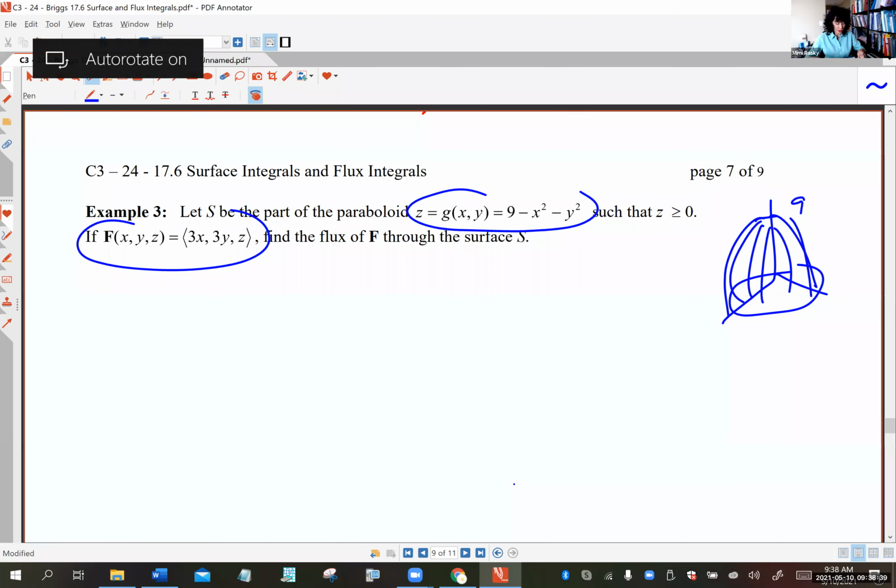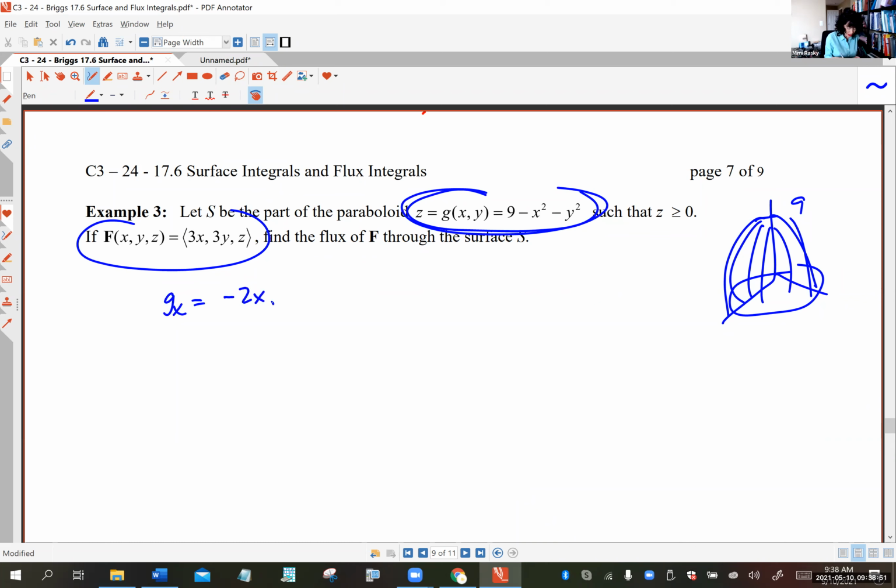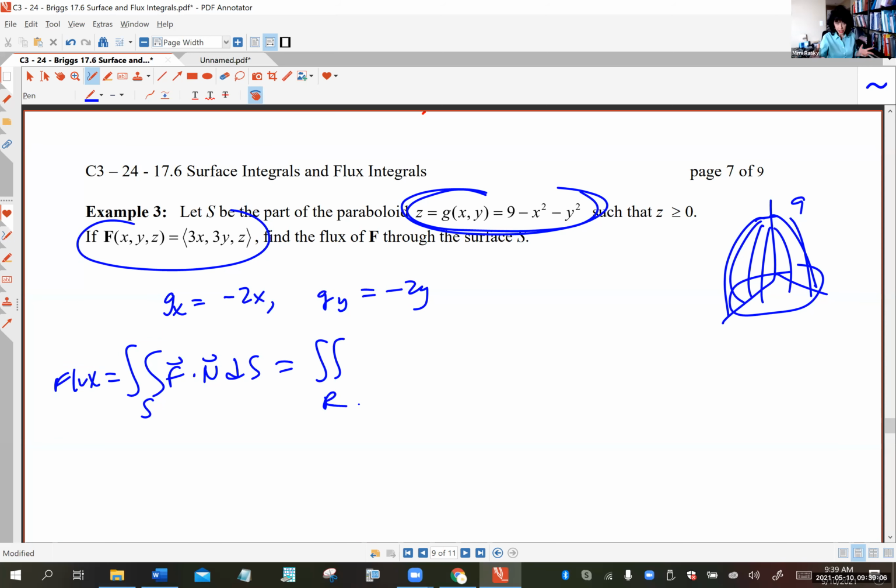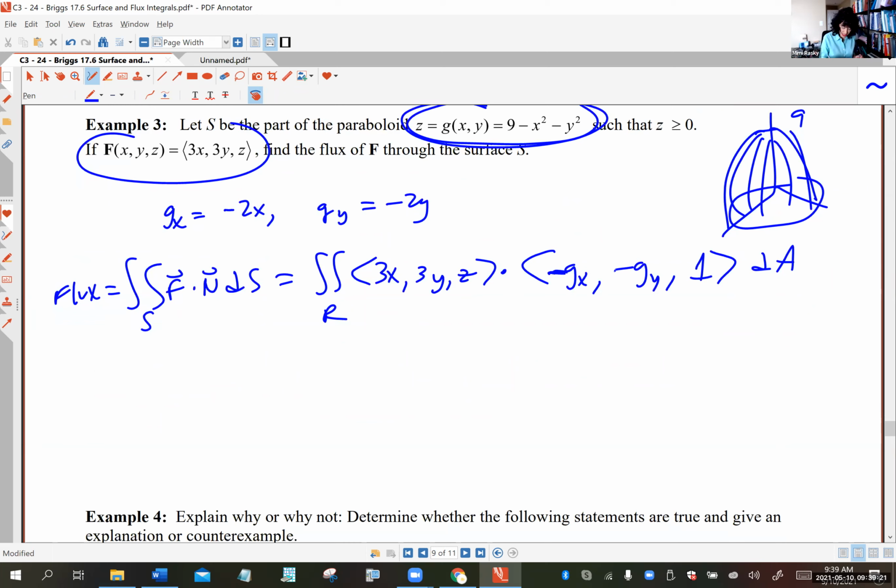Here's your vector field. Okay, so we're going to find the flux of this vector field through our paraboloid surface. Fine. So this is our z. So I'm going to get little gx, which is -2x, and little gy, the partial with respect to y. And then when we get our flux, this is what a generic flux integral looks like. It's going to be a double integral over some region. We'll figure that out in a moment. And you're going to take this dot product with, and we want oriented up, so we're going to have -gx, -gy, +1. Okay? So be careful because you have these negatives here.